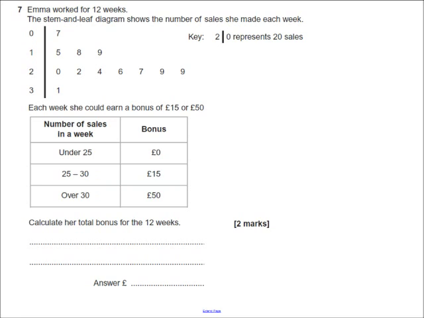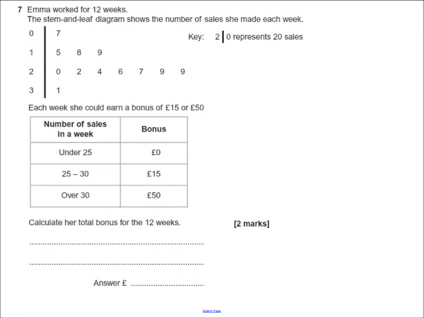Question 7. Emma worked for 12 weeks. Here's a stem and leaf diagram showing the number of sales she made each week. So the key tells us that 2 bar 0 is the number 20. Underneath, there's a table which tells us each week she could earn a bonus of 15 or 50 pounds, depending on the number of sales she's had in a particular week. So any sales under 25, she doesn't make anything. Between 25 and 30 she makes £15 bonus, and then over 30 sales she makes £50 bonus.